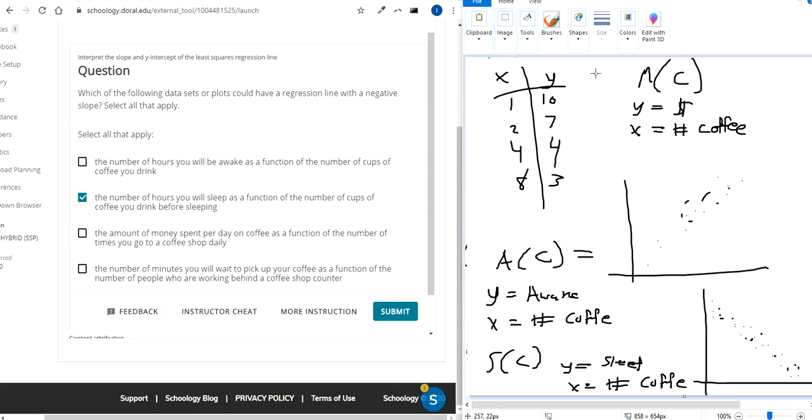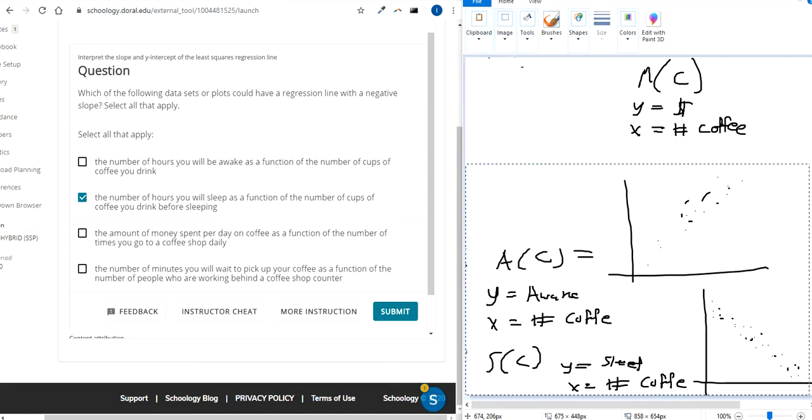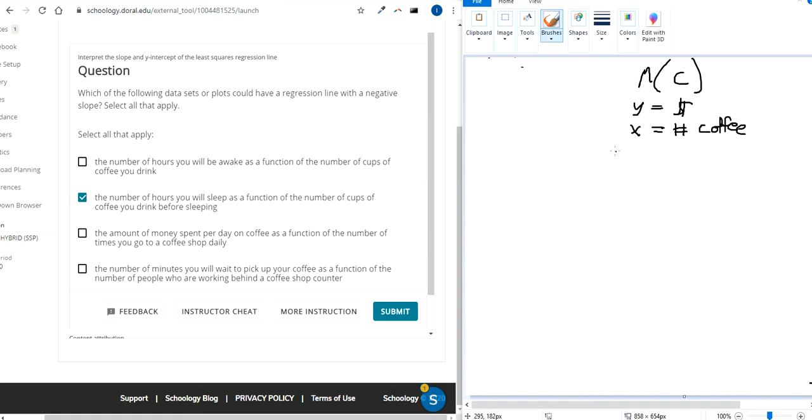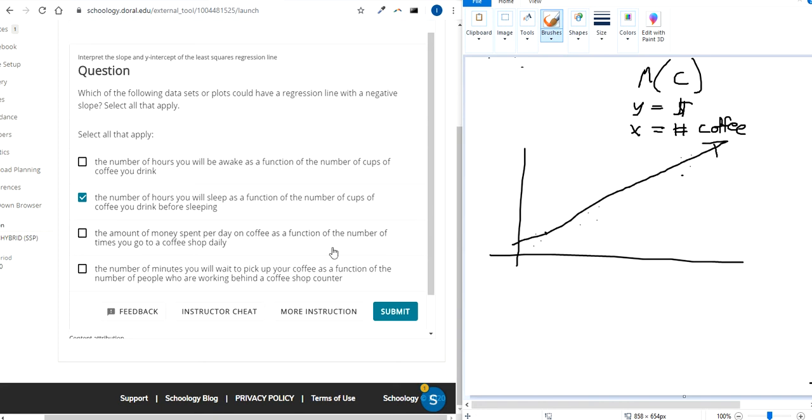All right, so let me get rid of this, give ourselves some room here. Try to imagine some data points. As the number of times that you go to a coffee shop gets big, the amount of money you spend per day on coffee probably gets big. Whereas if x is close to 0, you're probably not spending a lot of money on coffee. And then the pattern keeps going. That's a positive slope. As you read it from left to right, it's increasing. So we're looking for negative slope.